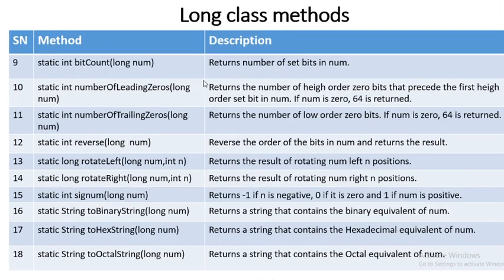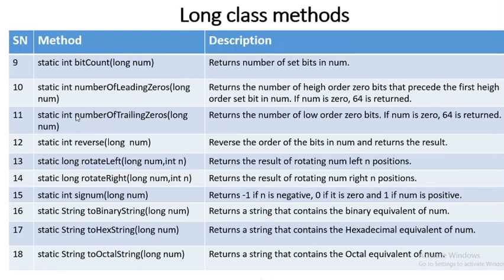Continuing the Long methods. So bitCount. Whatever number you specify here, it counts how many ones are present in binary format, and that count will be returned. Return type is integer, numberOfLeadingZeros. Whatever long number you specify as an argument, it will find how many leading zeros are present, and that count will be returned.